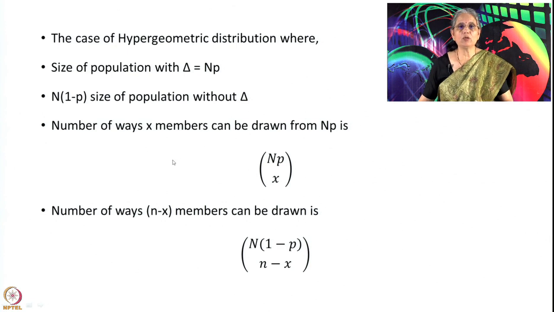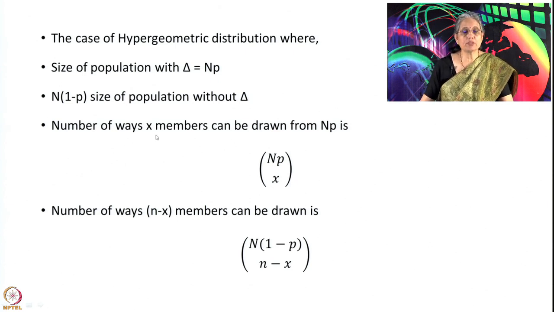So let us work it out. It is a case of a hypergeometric distribution. If you recall the introduction of discrete distribution functions, we talked about the hypergeometric distribution. So the size of population with characteristic delta would be capital N multiplied by P, because P is the proportion of population which has the characteristic delta. So, the size of population with the characteristic delta will be NP, and therefore obviously N times 1 minus P is the size of population without delta.